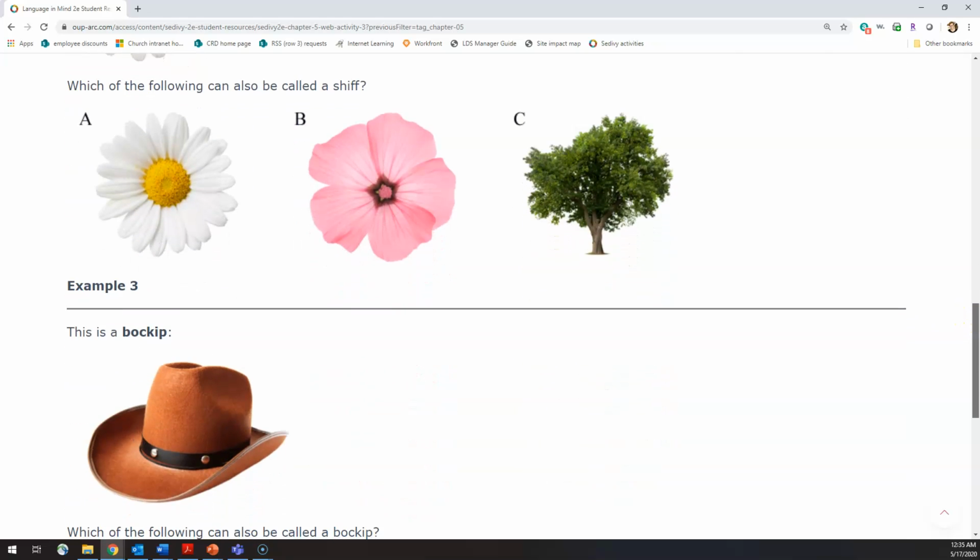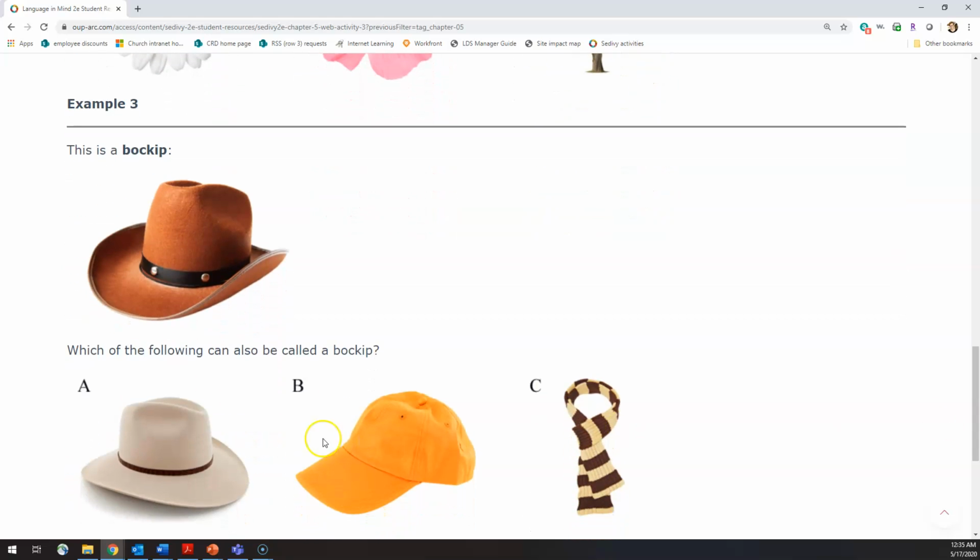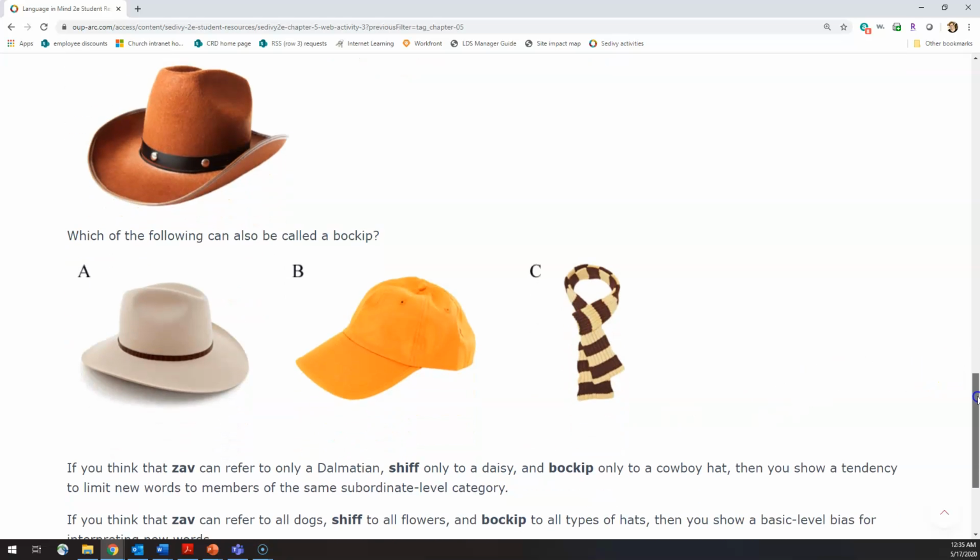Okay, the third example is, this is a Backup. The next time you see something, could you use the word Backup to refer to this? What about, could you refer to this as a Backup? Is this a Backup? What's a Backup? Now there's an explanation given down here at the end.